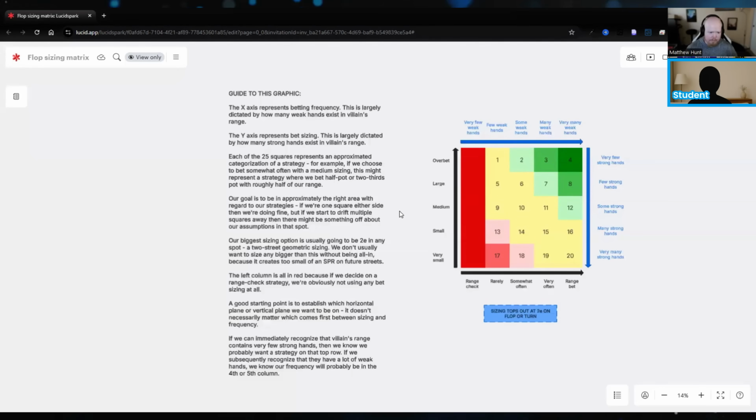And our goal here is not necessarily to nail the exact right size every time. It's just to ensure that we're in the right approximate territory, because that's going to get us to a point of having a really well-constructed range in any situation. If we're one square up or down, or one square left or right, then we're generally doing pretty well. And even if we go one square diagonally, we're usually not going to be doing that badly.